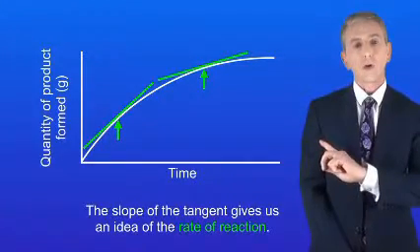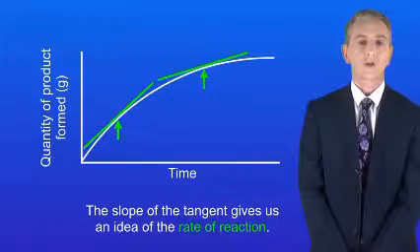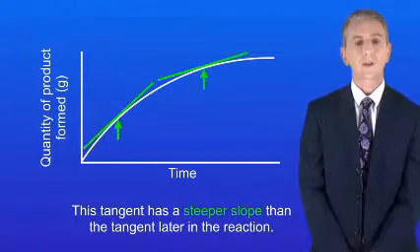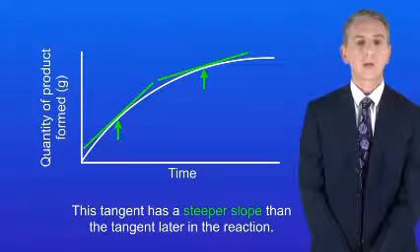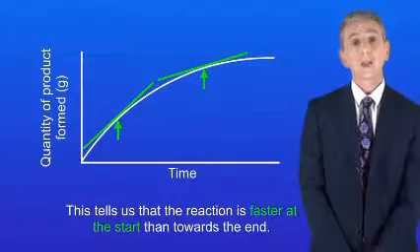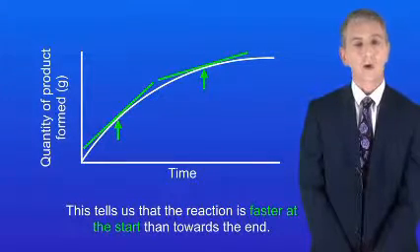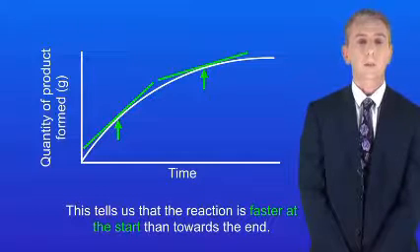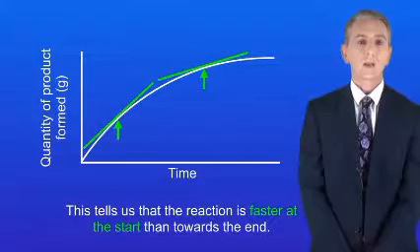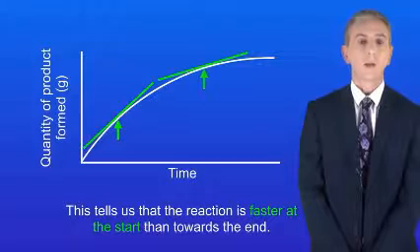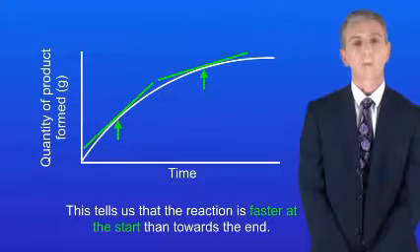So here I'm drawing a tangent towards the start of the reaction. As you can see, this tangent has a steeper slope than the tangent later in the reaction. This tells us that the reaction is faster at the start than towards the end. Okay, if you're a foundation tier student, you can stop watching now, but higher tier students need to keep watching.